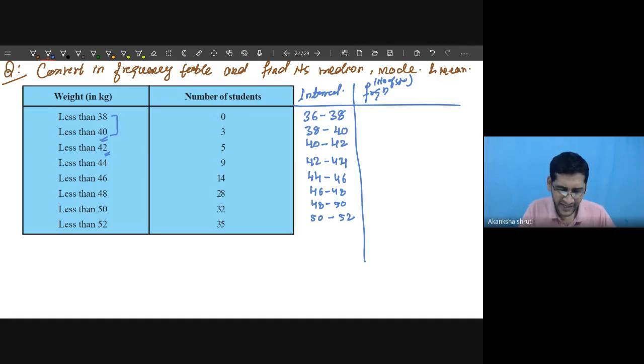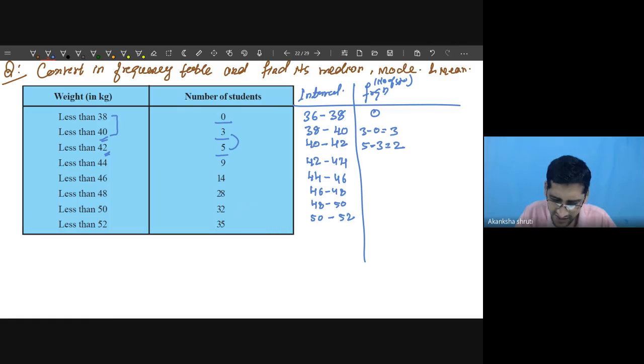What we are observing, less than 38 is 0. Means it is 0. Less than 40 includes your 38 to 40 also. So 3 minus 0, it is 3. Next one is up to 42 or less than 42. So 42 to 40, that much we need only. So 5 minus 3 that we need, it is 2.